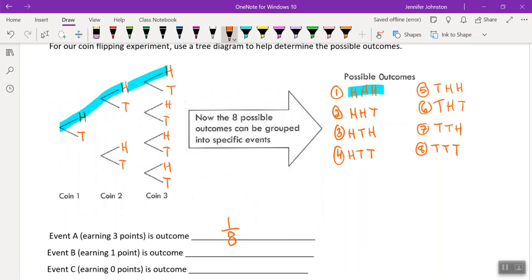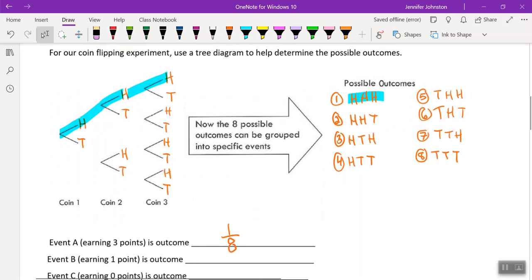What about the event of earning 1 point? The event of earning 1 point was getting, or sorry, tails. I think it was all tails. So the event of earning 3 points was tails 3 times. And then getting 1 point, you had to get 2 tails.